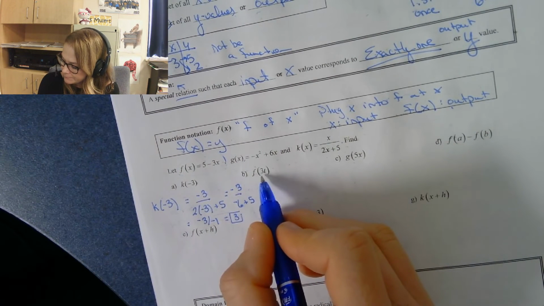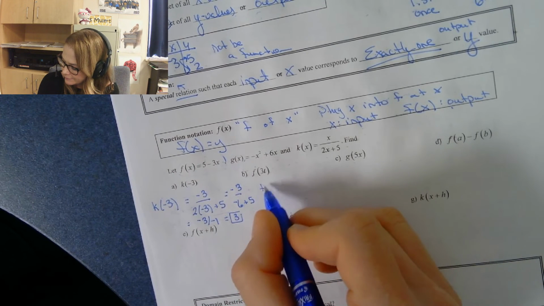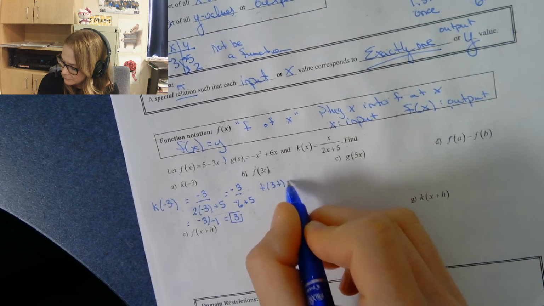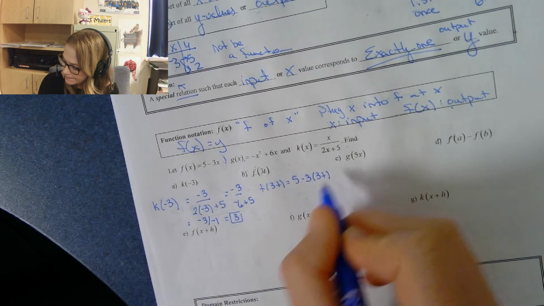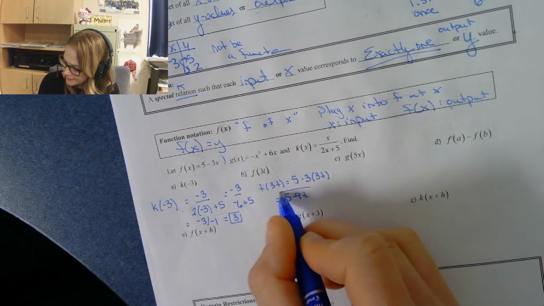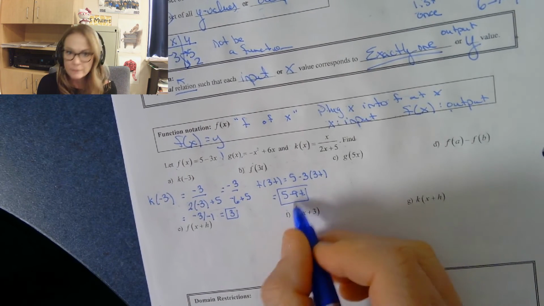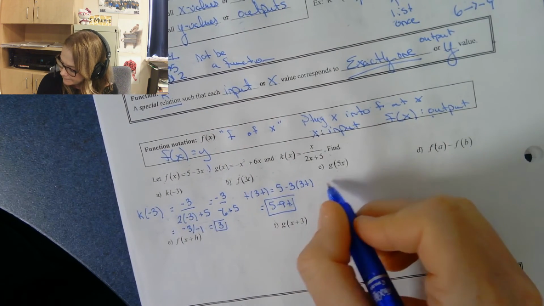f of 3t: plug 3t into f at x. So f of 3t equals 5 minus 3, but instead of x, I'm writing 3t. So that is equal to 5 minus 9t, and that's all that I can do with that problem. They're not like terms, so they can't be combined.